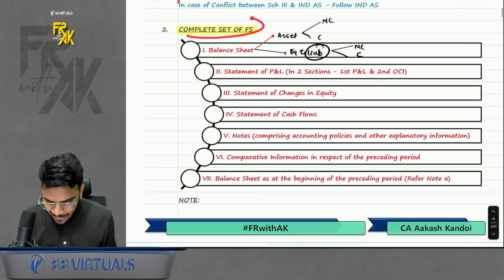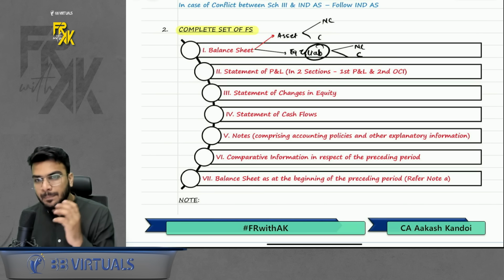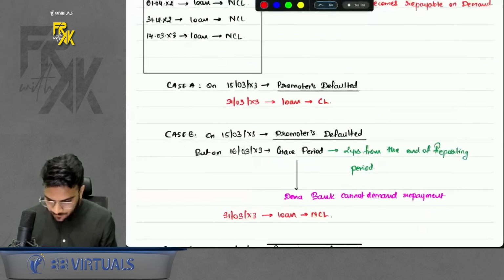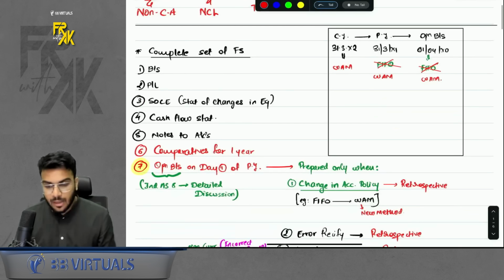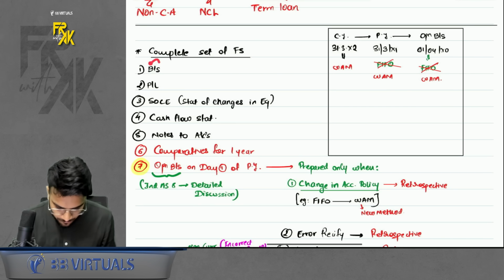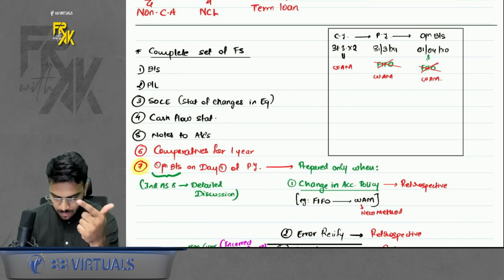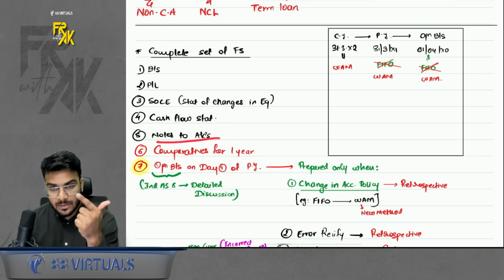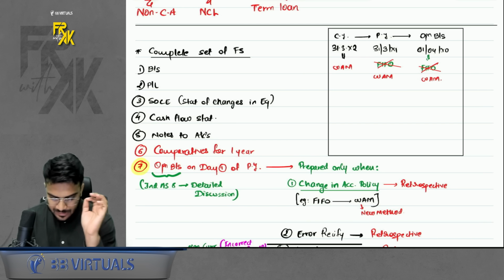Then the second point is the complete set of FS. When I say that I want to prepare a complete set of financial statements, what all comes in it? There are total 7 items. Out of the 7 elements, the first 6 are compulsory to be prepared every year. What are those? Balance sheet, profit and loss, statement of changes in equity, cash flow statement, and notes to accounts, and of all these 5, you have to give 1 year comparatives. So these 6 are compulsory.